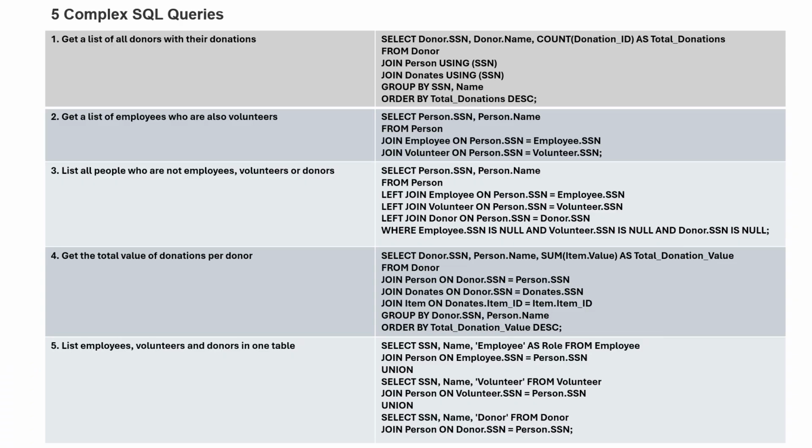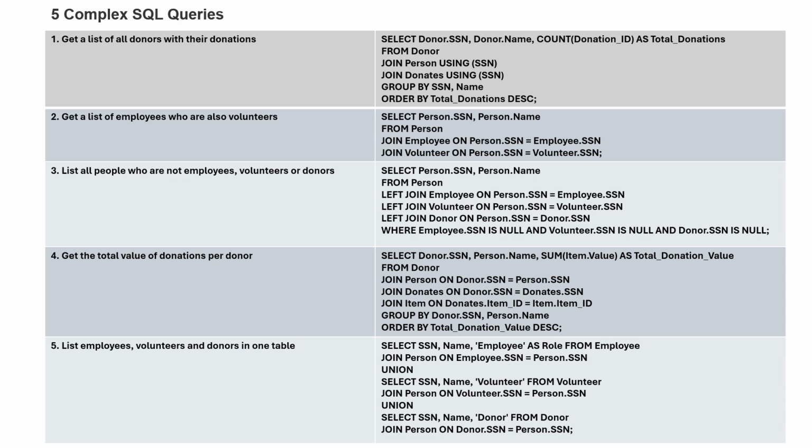Here are my 5 complex SQL queries. On the left side are the questions, and on the right side are the corresponding SQL commands. The first one is getting a list of all donors with their donations. This query retrieves a list of all donors and the total number of donations they have made.